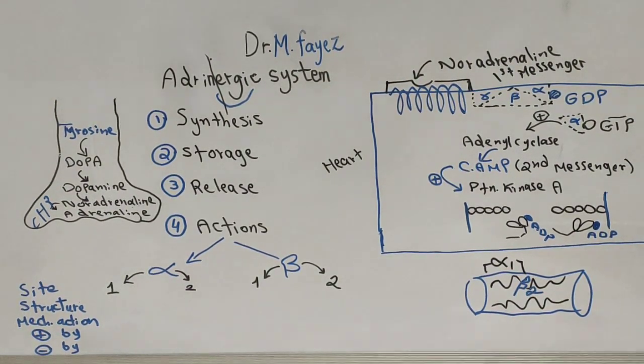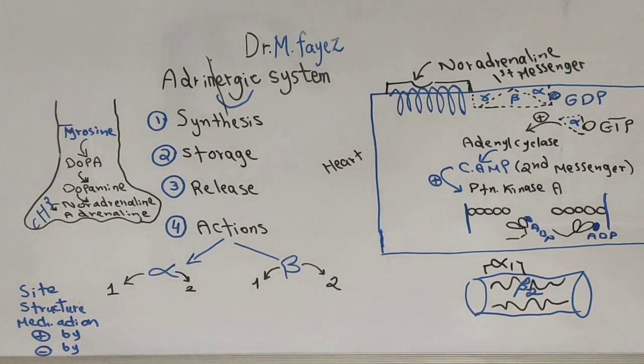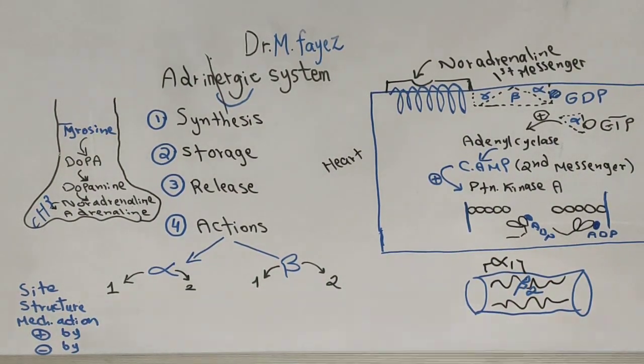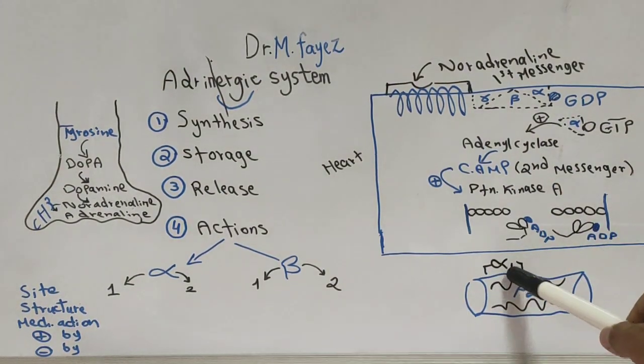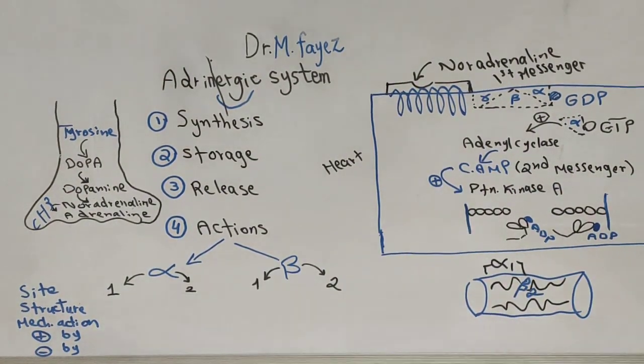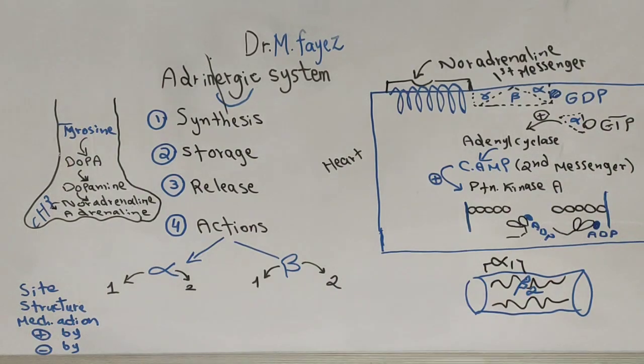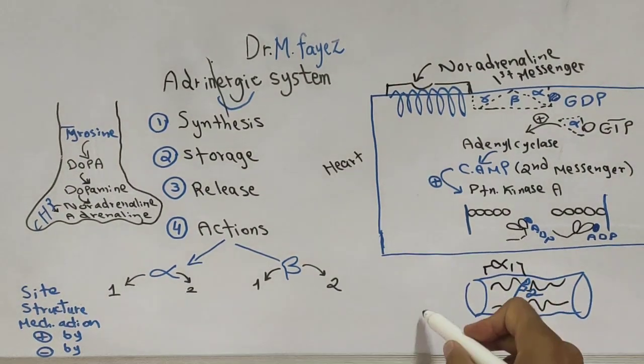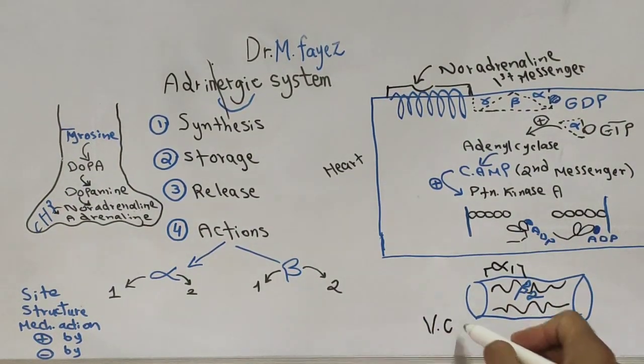Doctor, how do these receptors act? You told us that we should know the mechanism of action. Alpha 1: if noradrenaline binds to alpha 1 on a blood vessel, the end result will be vasoconstriction.